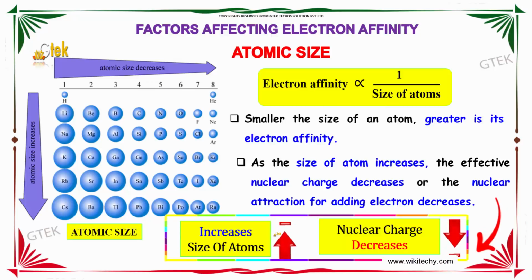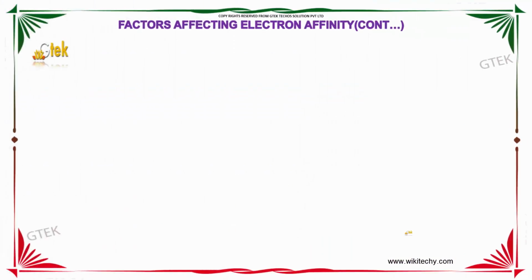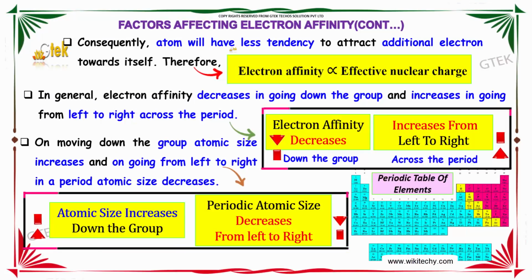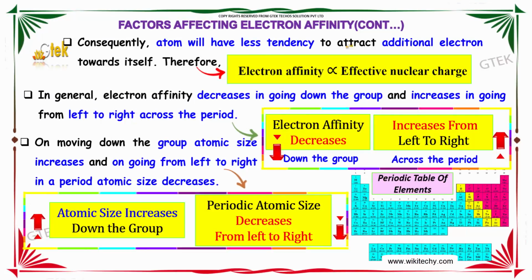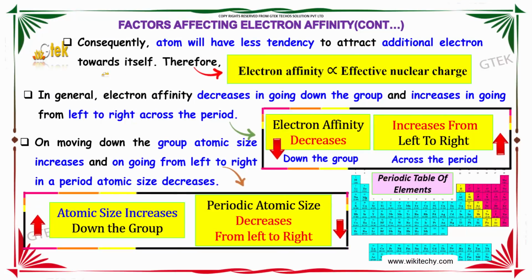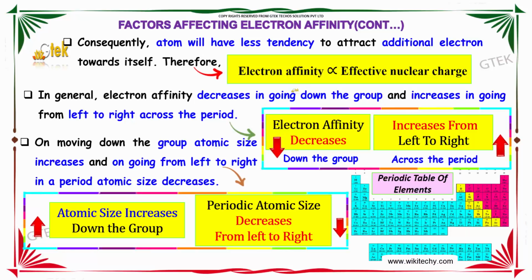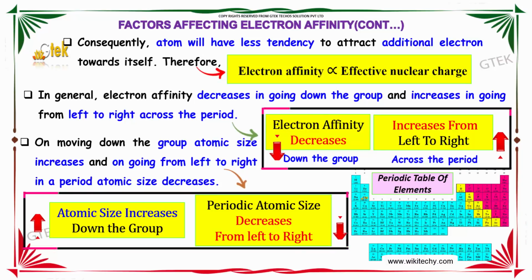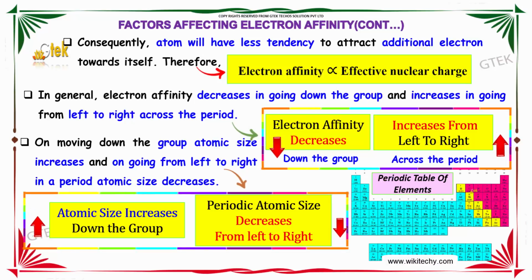With an increase in the size of the atom, obviously the nuclear charge, what will happen? It will decrease. Consequently, the atom will have less tendency to attract additional electrons. So electron affinity is directly proportional to the effective nuclear charge. So electron affinity decreases on going down the group and increases from left to right across the period.